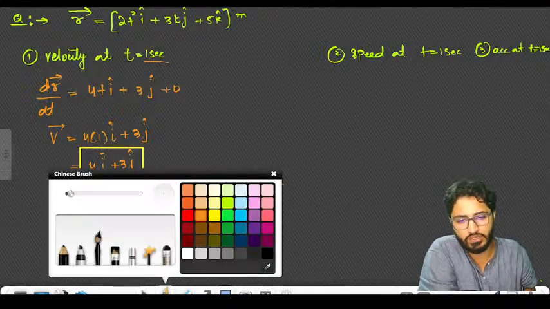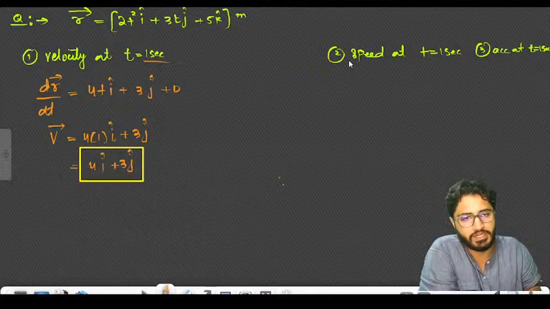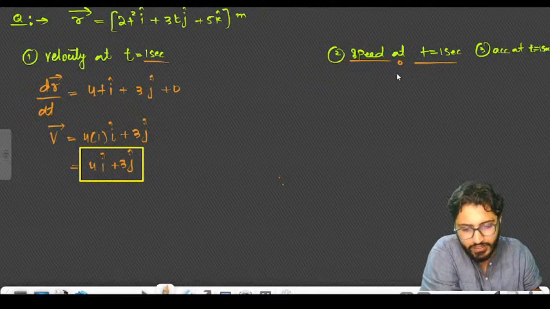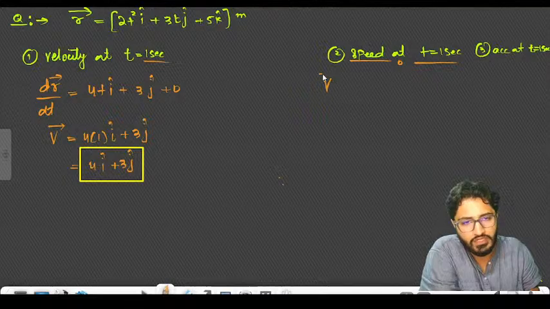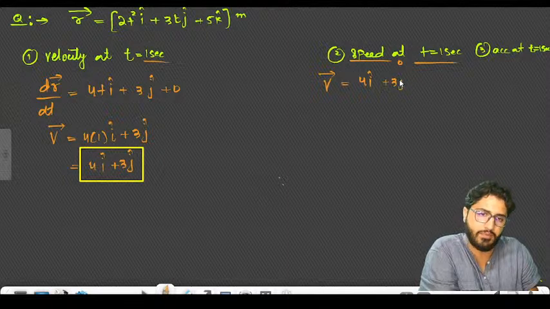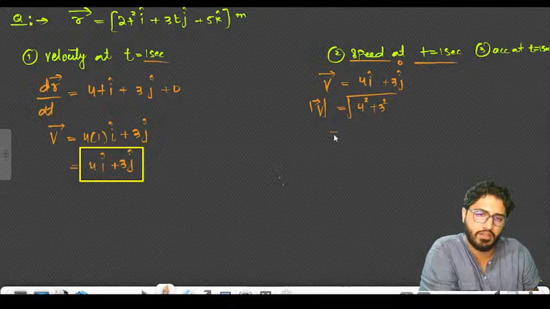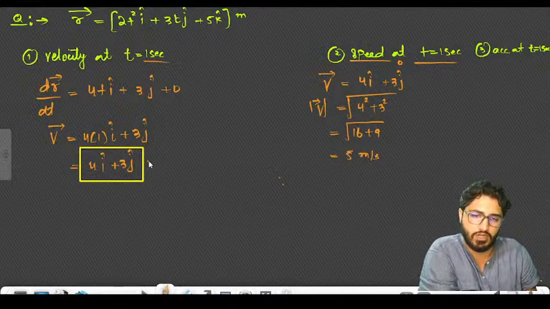Now we have to find the speed. What is speed? Speed is the magnitude, right? Velocity is given as 4 i cap plus 3 j cap, so the mod of velocity will give the speed, that is square root of 4 square plus 3 square, 16 plus 9, that is 25. So my answer came out to be 5 meter per second.